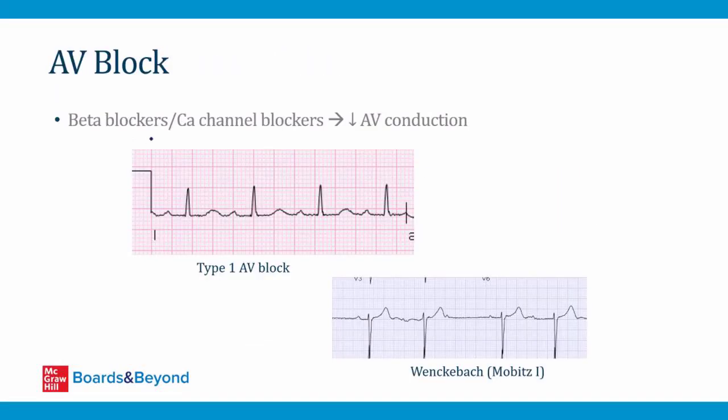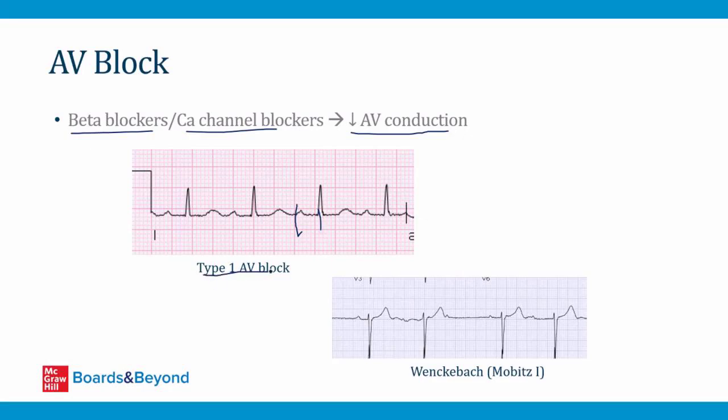And so just to make this point very clear, because I think it's very high yield to know for your boards, both beta blockers and calcium channel blockers slow AV node conduction, which can prolong the PR interval and also cause some forms of AV block. So shown here at the top is a prolonged PR interval. This is the PR interval here. It's prolonged on the EKG.